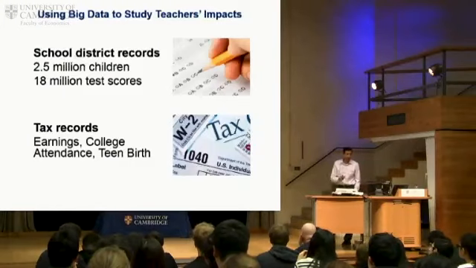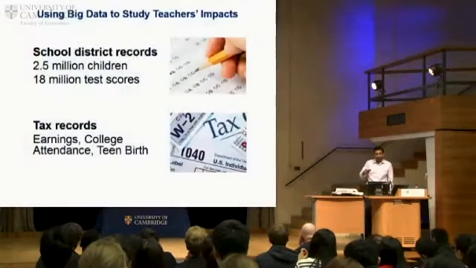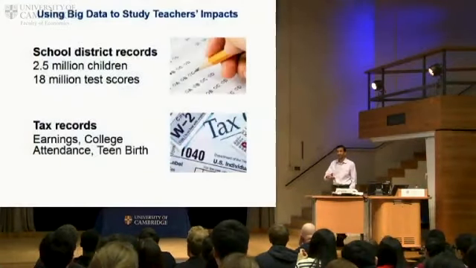And in this case, the data we're using is school district records from the largest urban school district in the United States, where we get data on 2.5 million children who've written 18 million tests over the 20-year period that we study. And we link that data to the federal income tax returns that we've been using in all these other projects, where we're able to get information on these kids' earnings, where they went to college, whether they had a teenage birth, and various other outcomes.